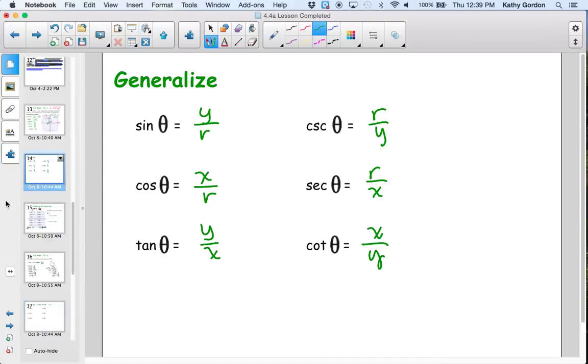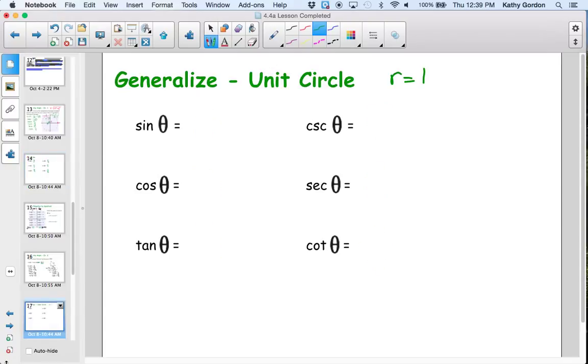So if that's true, what's going to happen to these ratios if I now make the radius 1? Sine becomes y. Cosine becomes x. Tangent becomes y over x, the same thing because there's no r in it, right? But it makes those ratios even more streamlined.